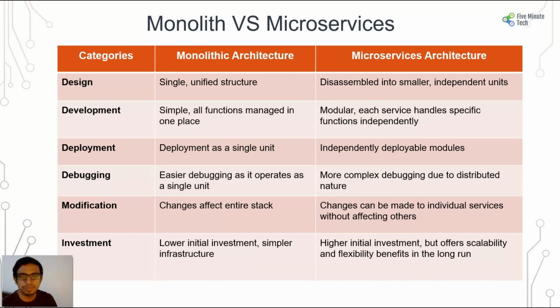Deployment is as a single unit for the monolith, whereas microservices can be deployed independently. Debugging is easier in a monolith, as everything is together and operates as a single unit. For microservices, it's a little more complex because you need to navigate through the connection points between different services. Monolith modification changes the entire stack, and it is quite cumbersome to make even small changes, whereas in microservices the changes can be made to individual services without affecting any other service.